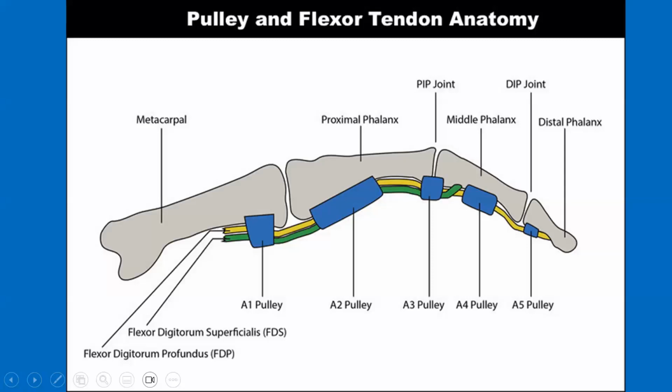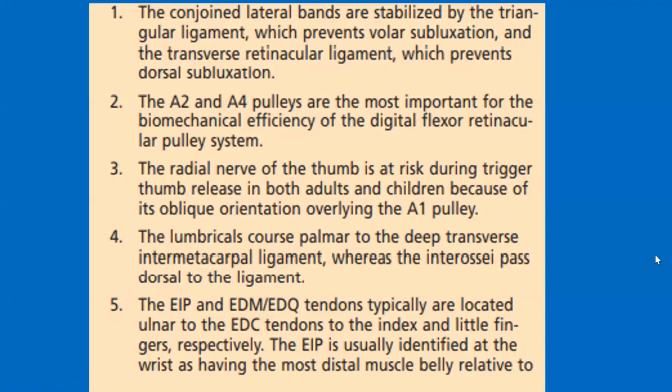This is a very important slide. Speaking about the A2 and A4 pulleys, they are the most important for the biomechanical efficiency of the digital flexor retinaculum pulley system. If you look at the volar aspect of the hand, you have the A2 and you have the A4 pulleys.